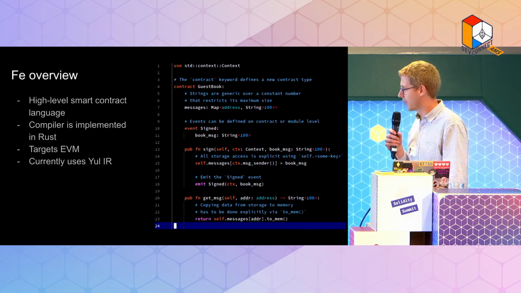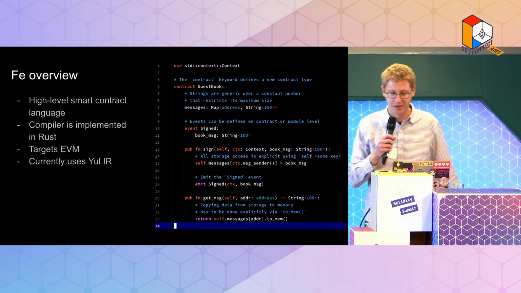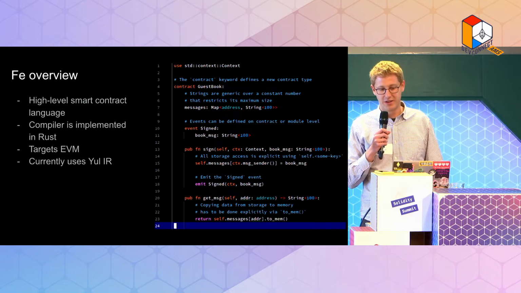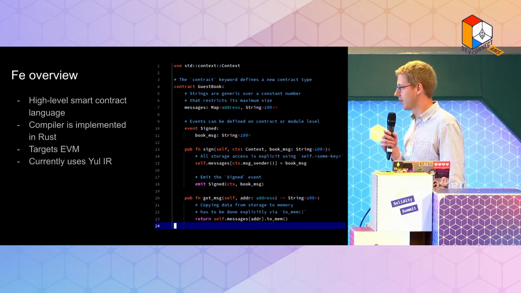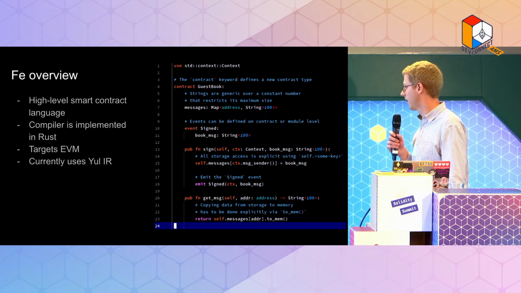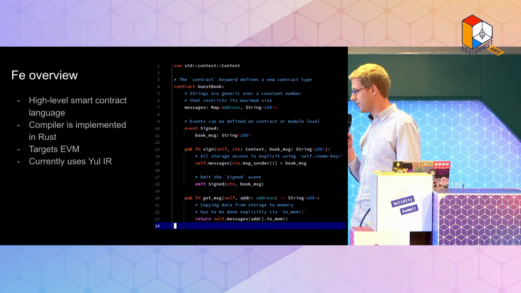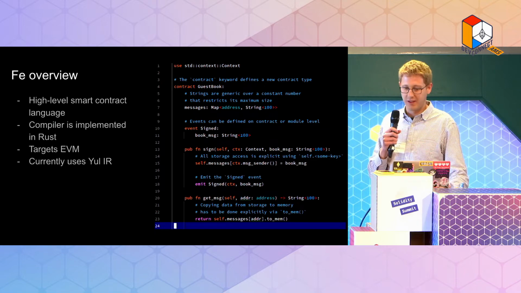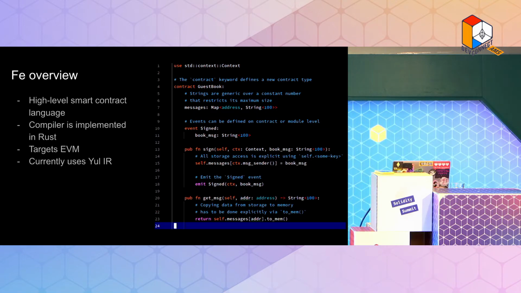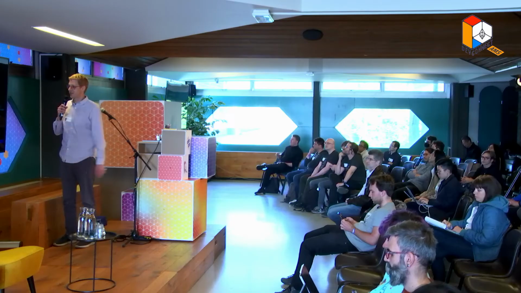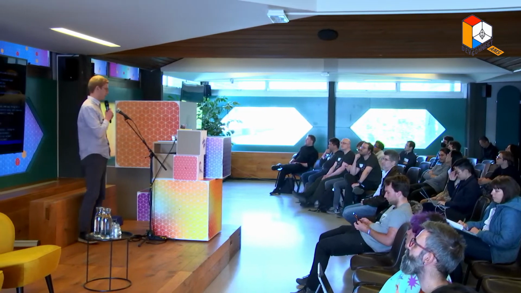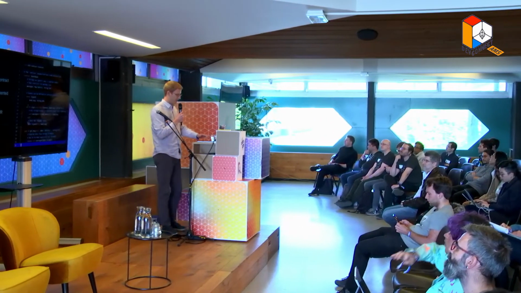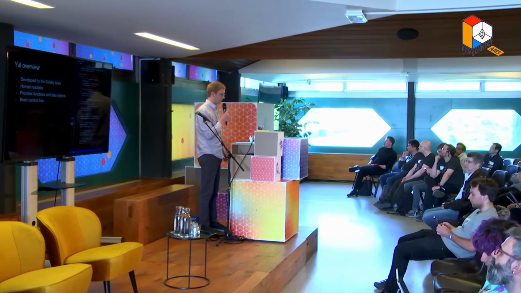All right, so a quick overview of Fe. It's a high-level smart contract language. The compiler is implemented in Rust and it targets the EVM. And we currently use Yul as our IR. I'm not really going to be talking about the language too much, so just get a look at it and its regular high-level features. There you go. And now a quick overview of Yul.